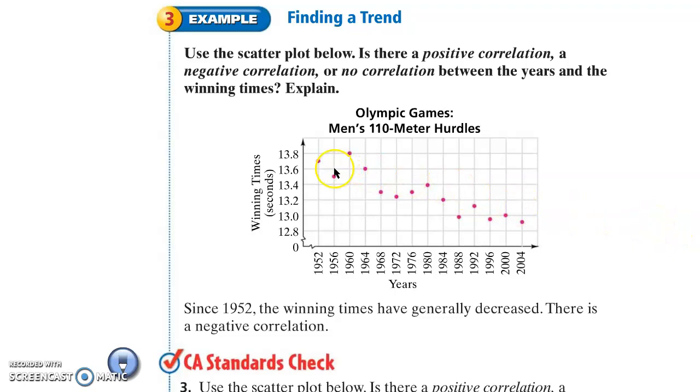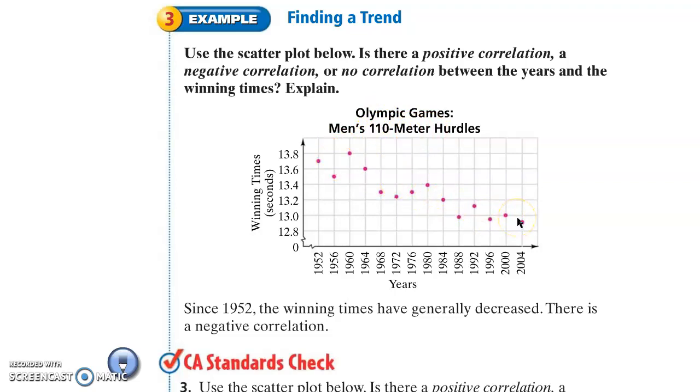Looking at these dots, it seems like the general trend is that as X increases, Y is decreasing. It looks like it's going downwards. So we can say that this is a negative correlation. Notice it's not a perfect line, and with scatter plots they shouldn't be perfectly straight, but we get a general trend that as time goes on, these winning times for the 110-meter hurdles are generally going lower. There's less time, meaning they're running a faster race, which makes sense.